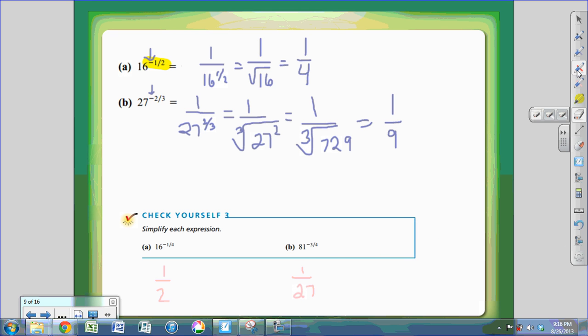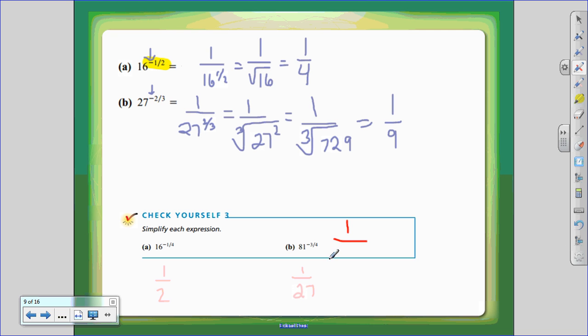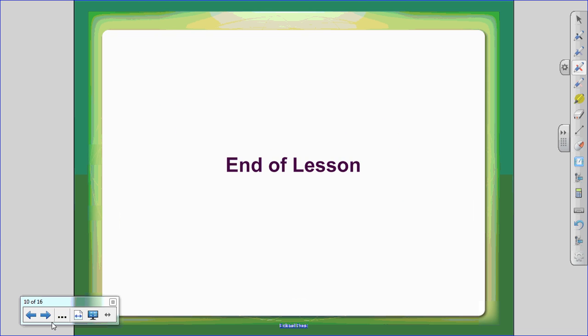So let's see. Maybe we should write it this way: 1 over 81 to the 3/4. Then you can just type this into your calculator by doing 81 and that little caret and then 3 divided by 4. And that should give you the 27. So you know what goes on the bottom, but you're still going to have to do the 1 over to deal with that negative sign. And that's it.